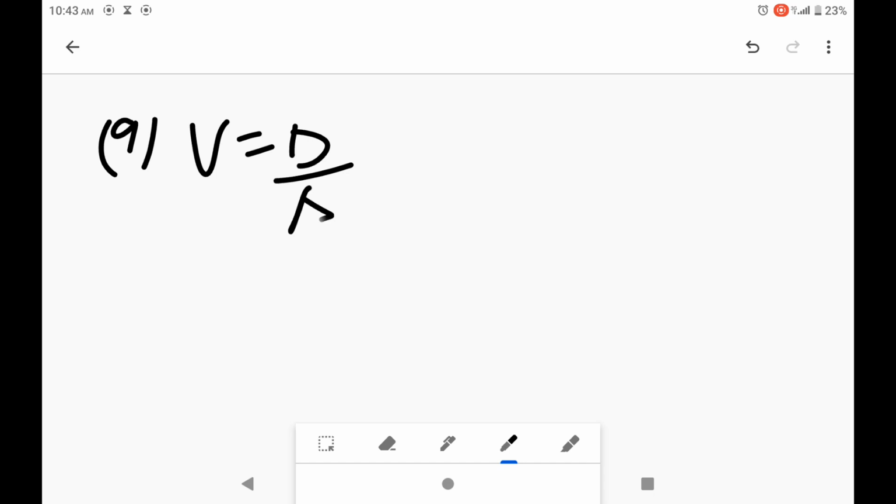So this is what you're going to do. The first thing you will need to do is analyze the question. They are looking for average speed. We know that average speed is V equals D over change in time. So distance, we need to find distance.